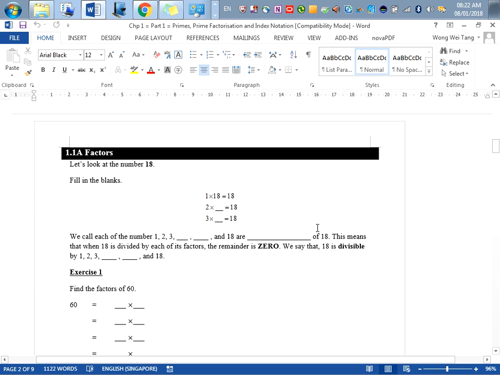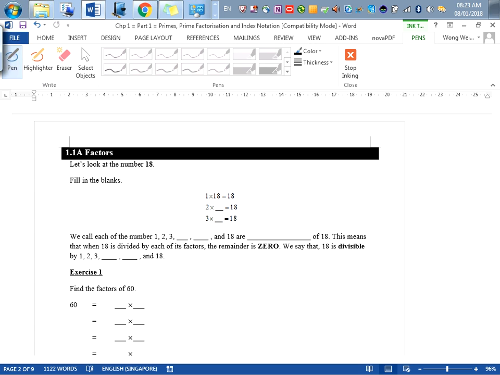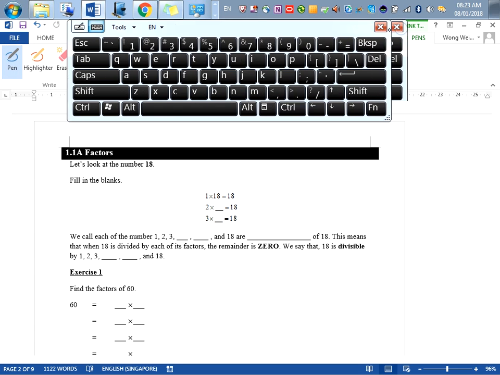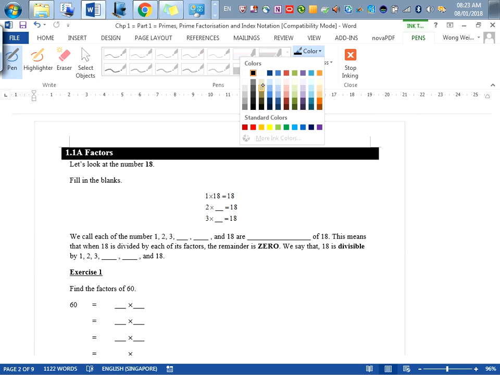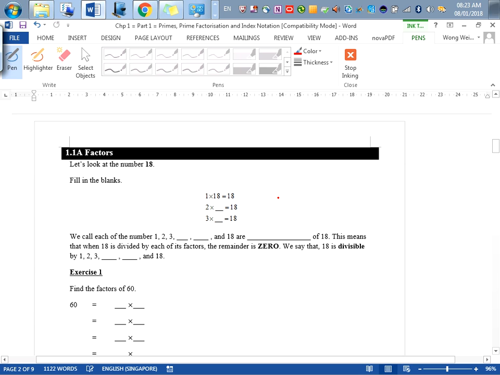Okay, now let's look at the number 18 and we will fill in the blanks. Can you fill in the blanks for the second and third line first by yourself? It should be easy. Okay, all done? Don't forget, we are trying to learn about factors over here.